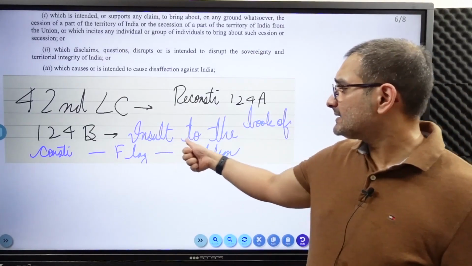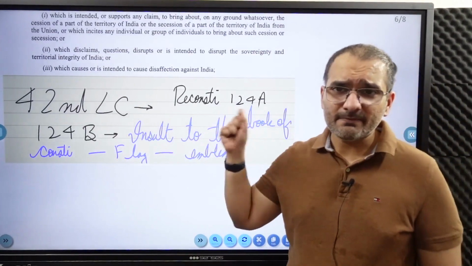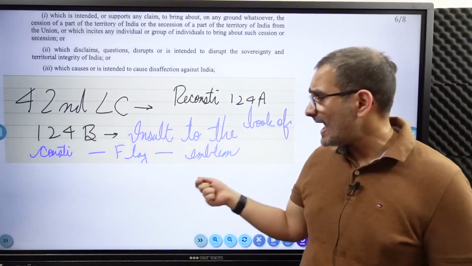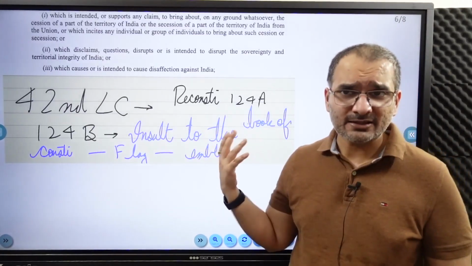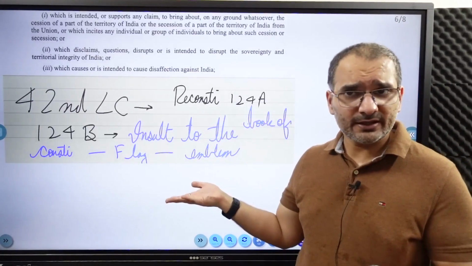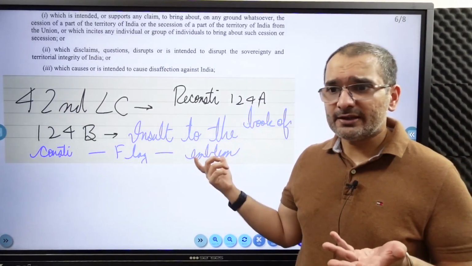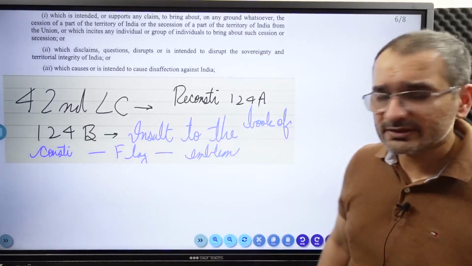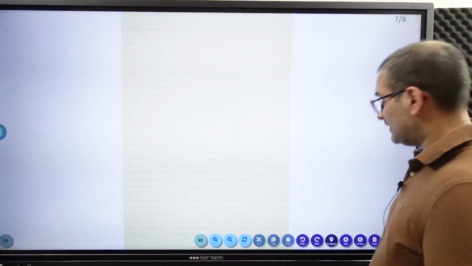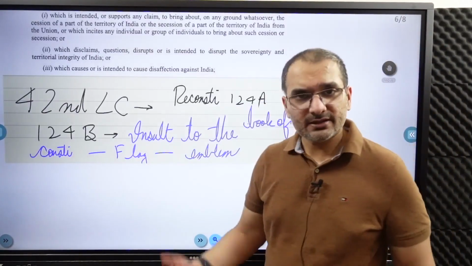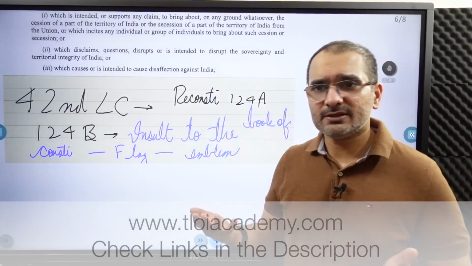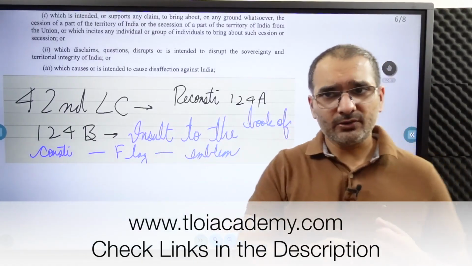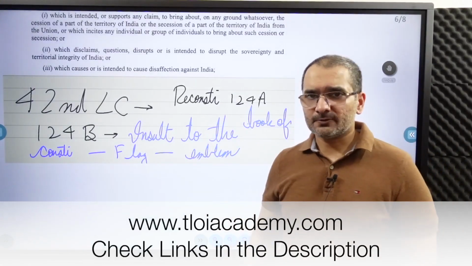So 124B is insult to the Constitution. They said make it an offense that if insult to the Constitution, flag, emblem or any national symbol is done, then it's an offense, and this would have cancelled out a lot of controversy, a lot of case laws that happened later. So that pretty much is the order, and that pretty much is all the relevant MCQs that can be pulled out from this order of the Supreme Court.